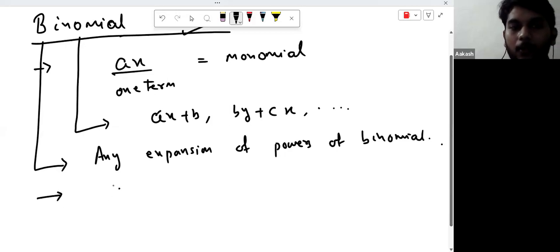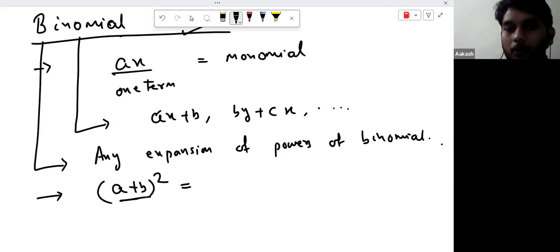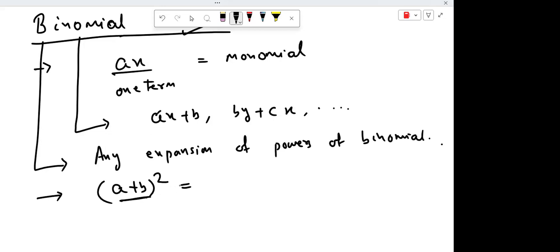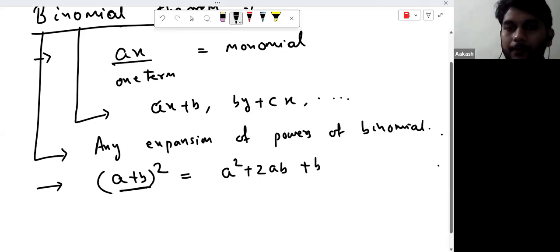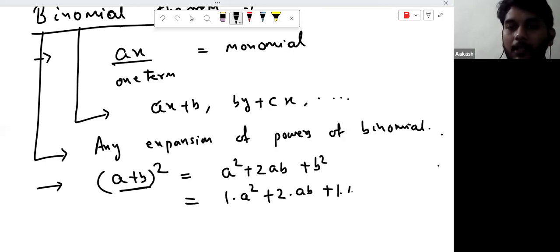If we have read about the formula a plus b whole square, so a plus b is a binomial, right? Yes, sir. And what is the formula? a square plus 2ab plus b square. Very good. So can I say this is 1 times a square plus 2 times ab plus 1 times b square?